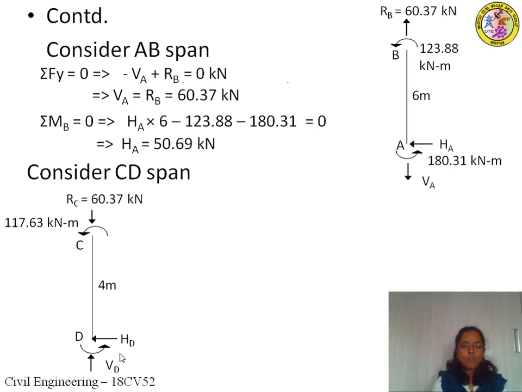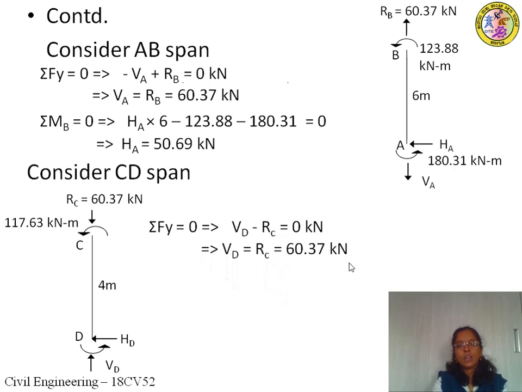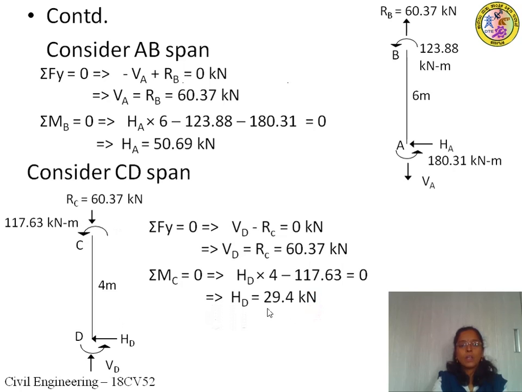Next, let us consider CD member. So this is the direction of VD and HD and the end moments. Let us apply sigma Fy equals 0, which gives VD minus RC equals 0. Therefore VD is 60.37 kilonewton. Next, let us apply sigma MC equals 0. That gives HD into 4, and there will not be any moment at D because it's a hinge, therefore it's 0, and then minus 117.63. Therefore HD will be 29.4 kilonewton. So these are the reactions for the given structure.